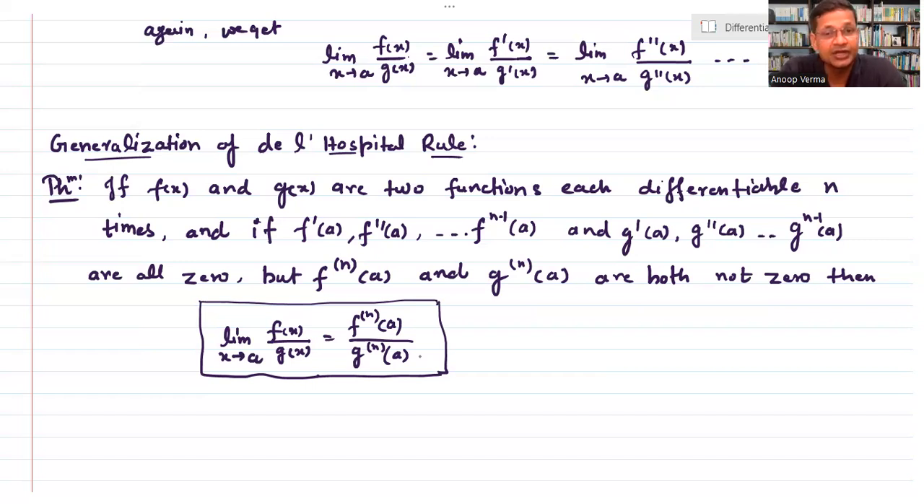Okay, so if f(x) and g(x) are two functions and each are differentiable n times, and if f'(a), f''(a), up to f^(n-1)(a) and g'(a), g''(a), up to g^(n-1)(a) all are zero, then f^(n)(a) and g^(n)(a) are both not zero, then the limit of f(x) upon g(x) will be equal to the nth derivative of f at a upon the nth derivative of g at a.